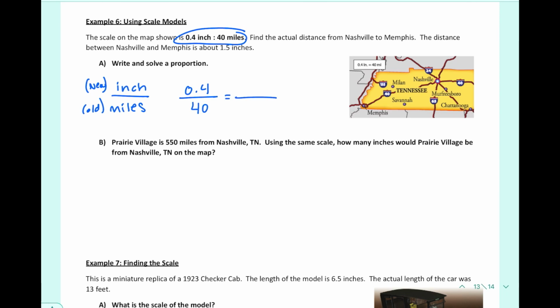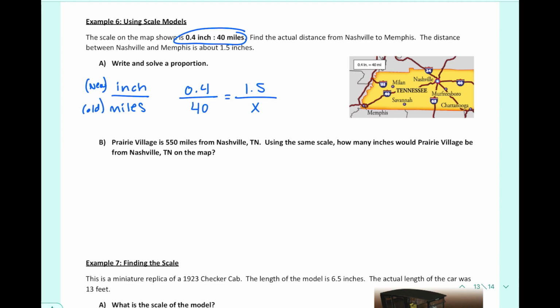So all we need to do is say, okay, well then what does 1.5 inches represent? Because the ratios should be the same for everything. So the ratio of the scale on the map is going to be equal to the ratio of the actual distance. So on the map, it's 1.5 inches. We need to figure out the actual distance in real life. But it's still new over old in a way.